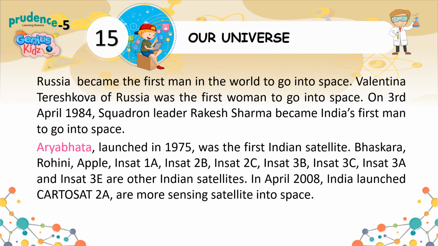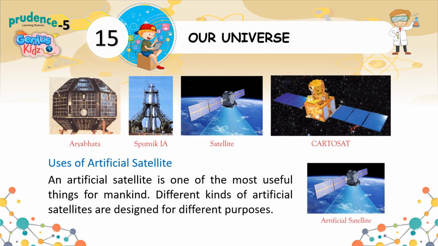Aryabhatta, launched in 1975, was the first Indian satellite. Bhaskar, Rohini, Apple, INSAT 1A, INSAT 2B, INSAT 2C, INSAT 3B, INSAT 3C, INSAT 3A and INSAT 3E are other Indian satellites. In April 2008, India launched Cartosat 2, our remote sensing satellite, into space. Uses of artificial satellites. An artificial satellite is one of the most useful things for mankind. Different kinds of artificial satellites are designed for different purposes.